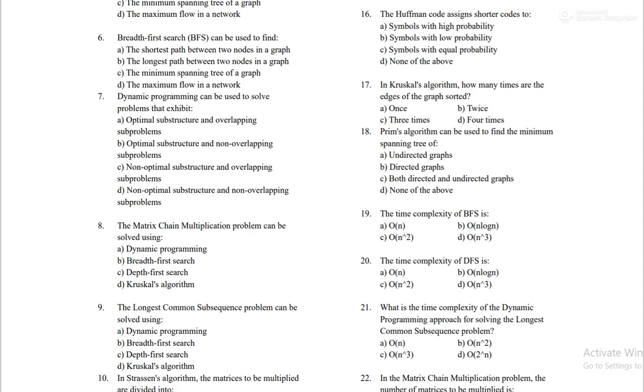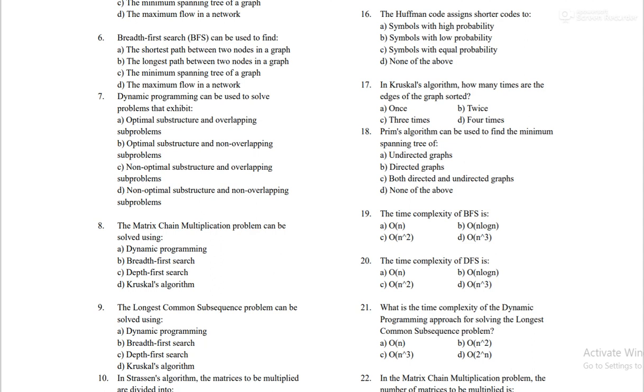Question 17. In Kruskal's algorithm, how many times are the edges of the graph sorted? For Kruskal's algorithm, the first step needed is to sort the edges of the graph in increasing order, and after that we take the arranged edges of the graph and start building a minimum spanning tree. So the sorting is done only once. All the unsorted edges are sorted in increasing order only once at the start of the algorithm. So here the correct answer is option A, once.